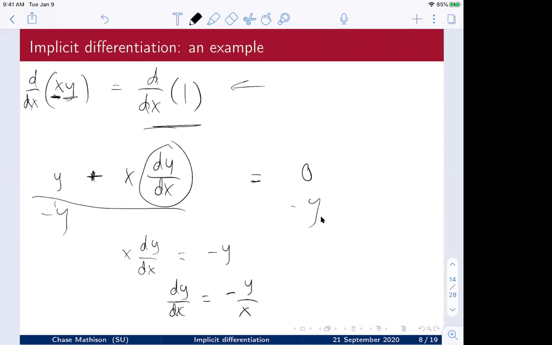Perfect. Most implicit differentiation problems will just stop here. However, we can actually go a little further because I know x times y is 1, so y is 1 over x. I'm just doing this to show you that we get the same answer. It would be pretty stupid if we got a different answer here. We should get the same answer for dy/dx. So if y is 1 over x, well then negative y over x is just negative 1 over x squared, right?